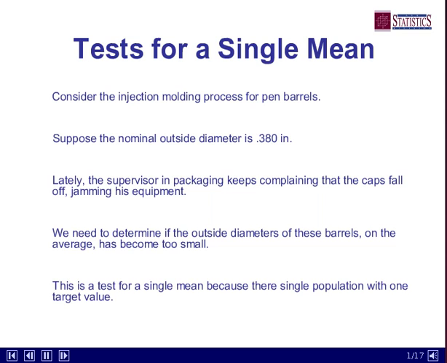This is a test for a single mean because there is a single population of pen barrels and we have one particular target value we are interested in, namely that their outside diameter is 0.380. The only way to know for sure if a process is actually shifted is to measure every single output coming out of that process. Of course, this is not a practical way of doing things, so what do we do? We, of course, take a sample.